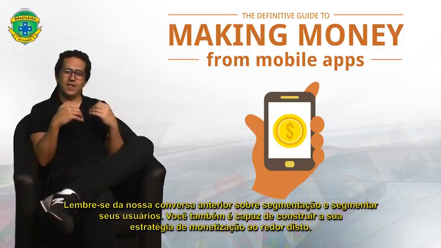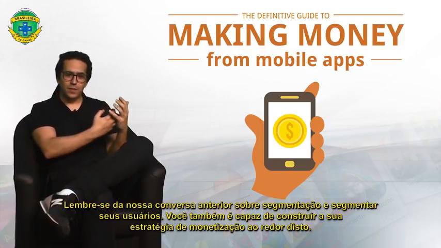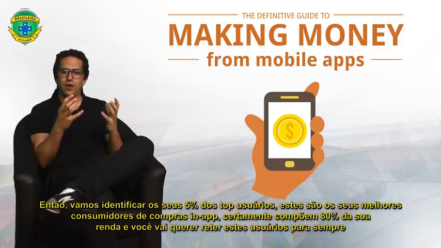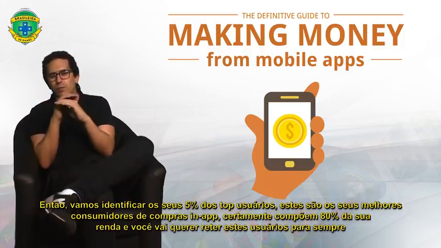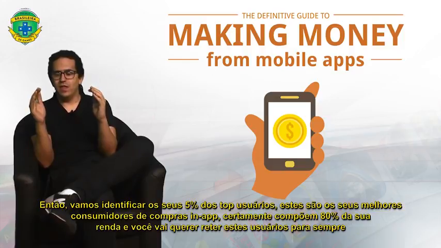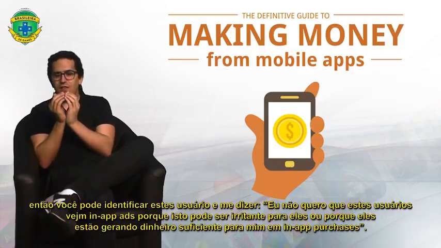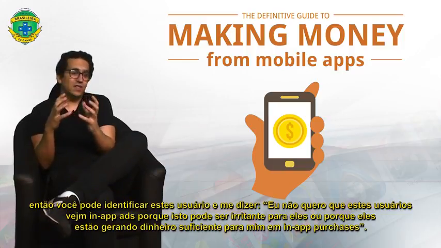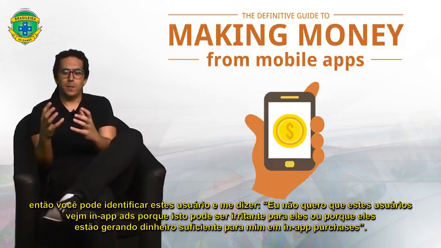If you remember earlier, we discussed segmentation, and by segmenting your users, you are also able to build your monetization strategy around it. So let's say you identified your top 5%. These 5% of users are your best spenders for in-app purchases. They make 80% of your in-app purchases revenue, and you want to retain these users forever. So you can identify these users and say, I don't want these users to ever see in-app advertising because it might be annoying for them or because they're making you enough money from in-app purchases.